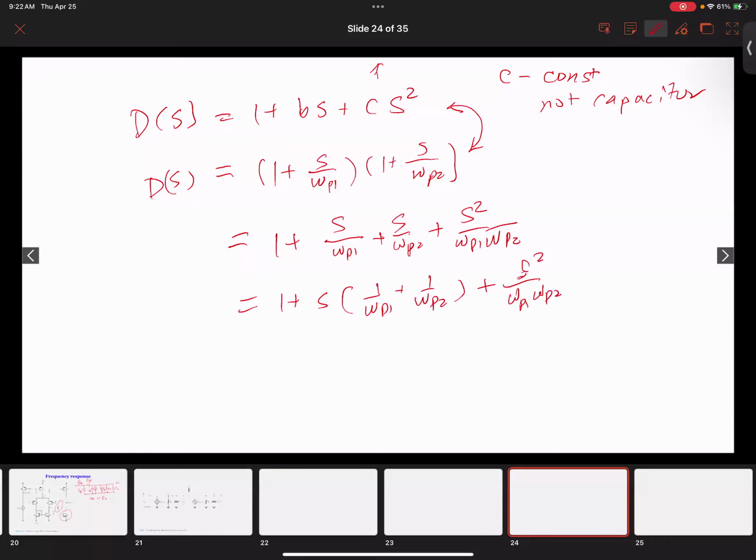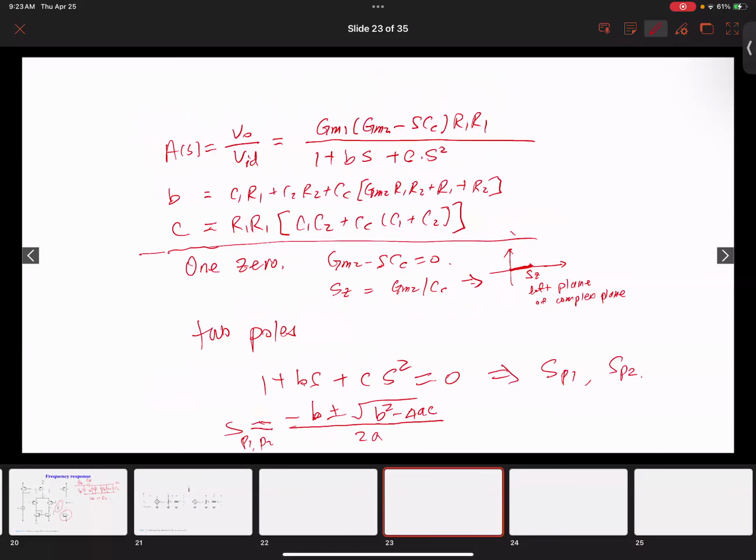So in this way, you can see if I have this one to compare with this equation here, you would get B equal to 1 over WP1 plus 1 over WP2. And you will get C equal to 1 over WP1 WP2. So if you look at the previous page, we have C equal to this value here.